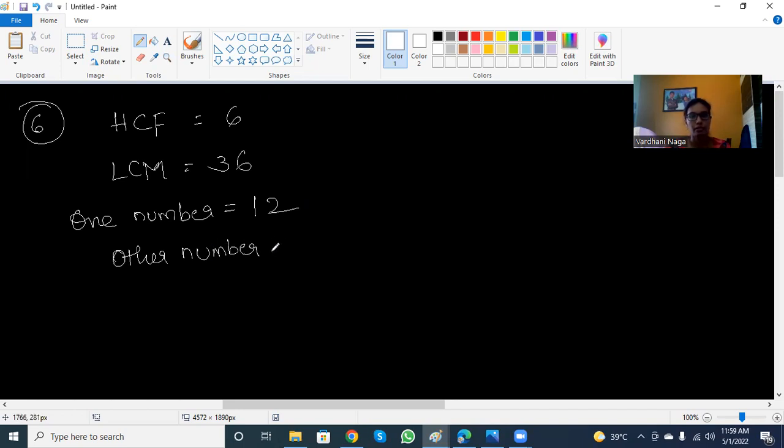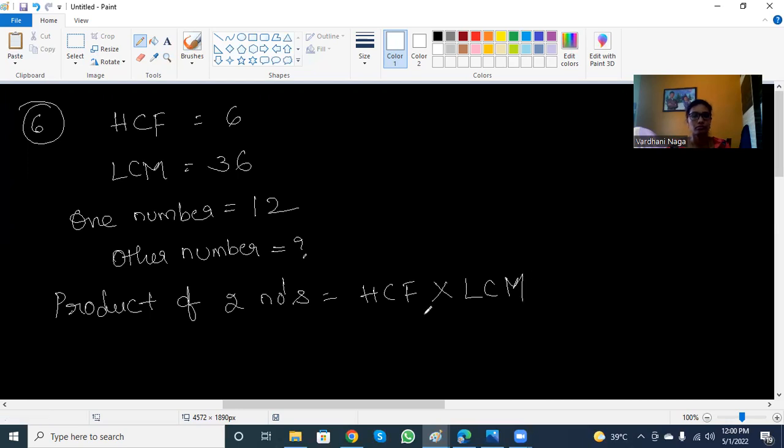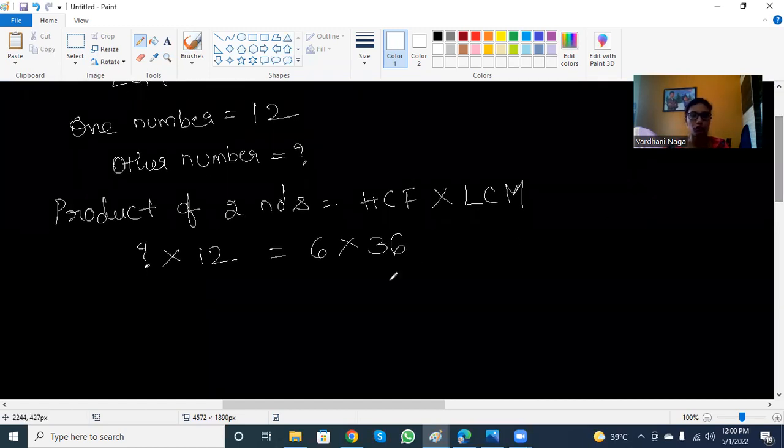When we know the HCF and the LCM, there is a formula for finding the two numbers. I mean, one number is given, how can we find the other number? The formula is: product of two numbers is equal to HCF into LCM. LCM into HCF, same. The other number we don't know, we can take it as a question mark or X. So question mark into one number, which is 12, equals HCF 6 times LCM 36. We need to find the question mark.